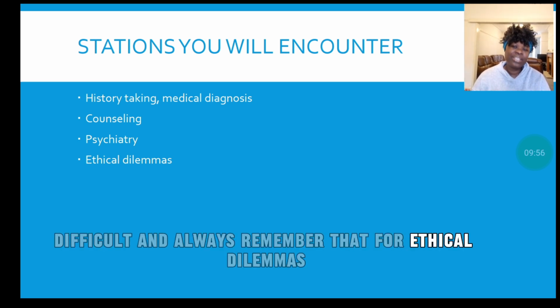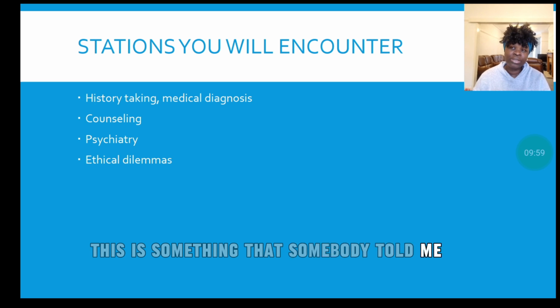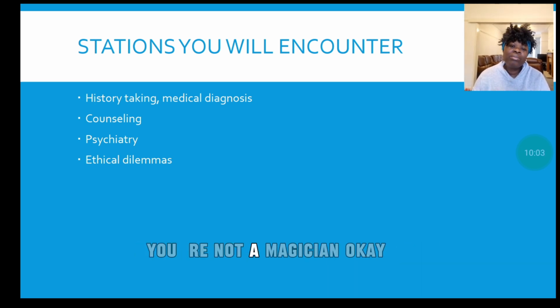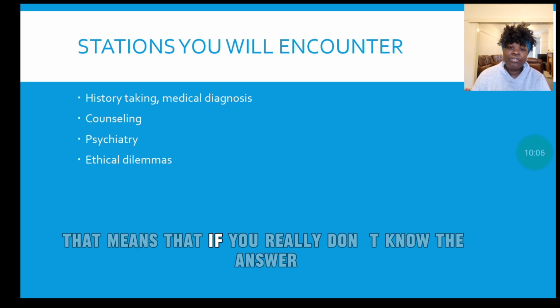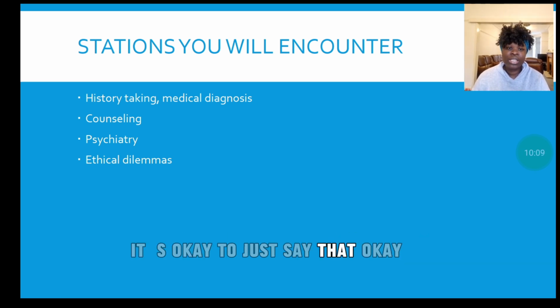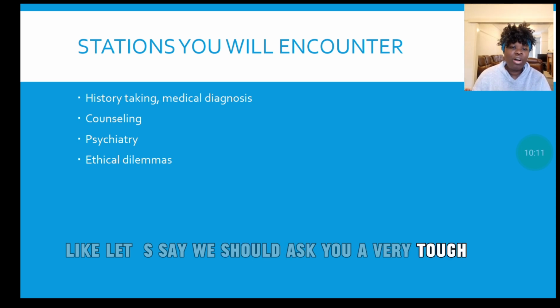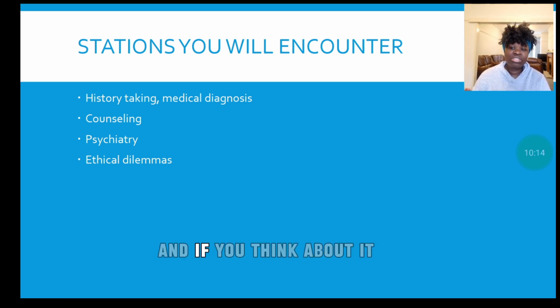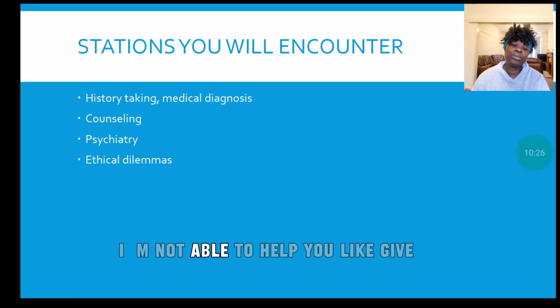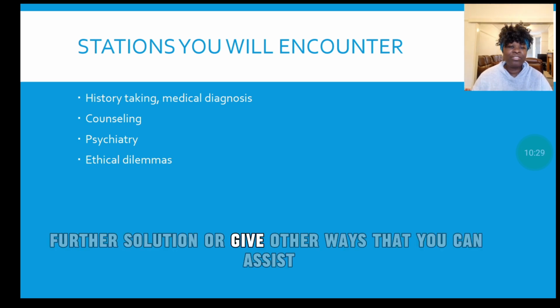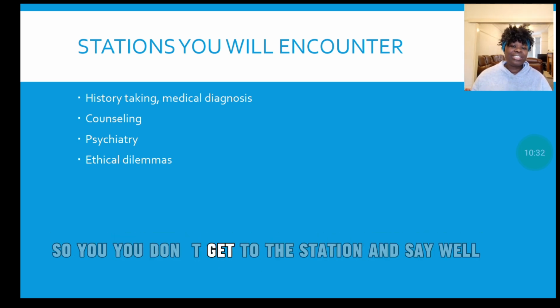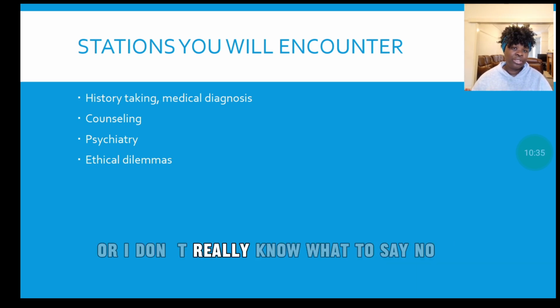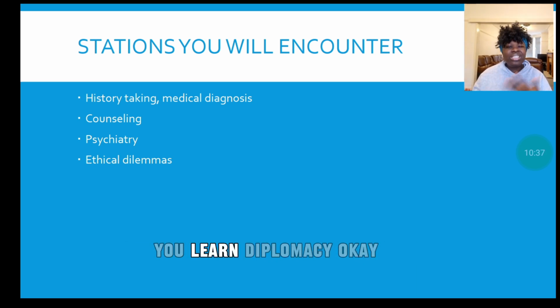And always remember, for ethical dilemmas, this is something that somebody told me just a few days to my exam: you're not a magician, okay? That means that if you really don't know the answer, it's okay to just say that. Let's say a patient asks you a very tough, difficult question, and it's not something that you know. You can just say, at this time, I'm not able to give you an answer, but how about... What you shouldn't do is just say, I'm not able to help you. Give further solutions or other ways that you can assist. So you don't get to the station and say, well, I don't know the answer, or I don't really know what to say. No, you learn diplomacy, okay?